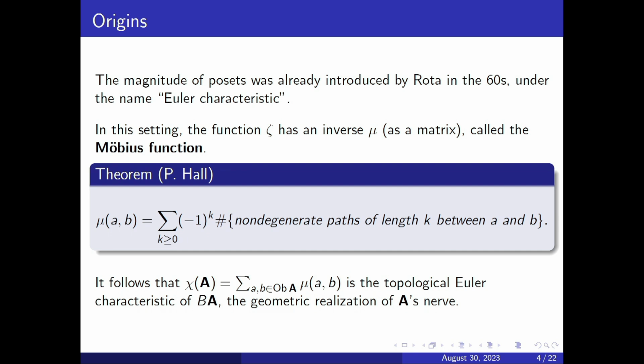So it follows that, well, I won't explain why, but from this you can get weightings and co-weightings, and then the magnitude is just the sum of all the components of this matrix. And in fact, this is the topological Euler characteristic of what is called the classifying space of A, which is the geometric realization of the nerve of A. Okay, so if you don't know what that is, just forget it. But that's why this was initially called the Euler characteristic.